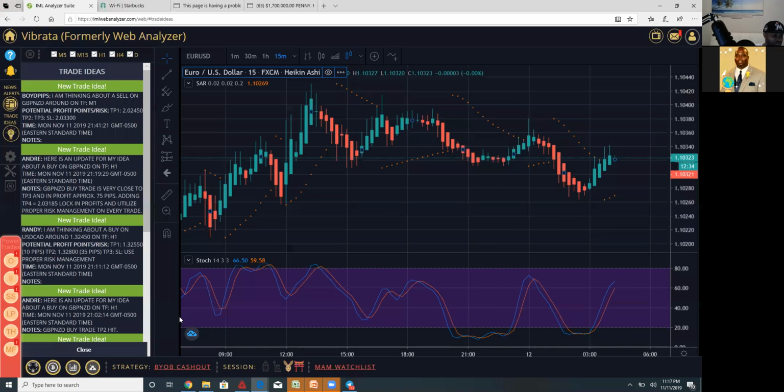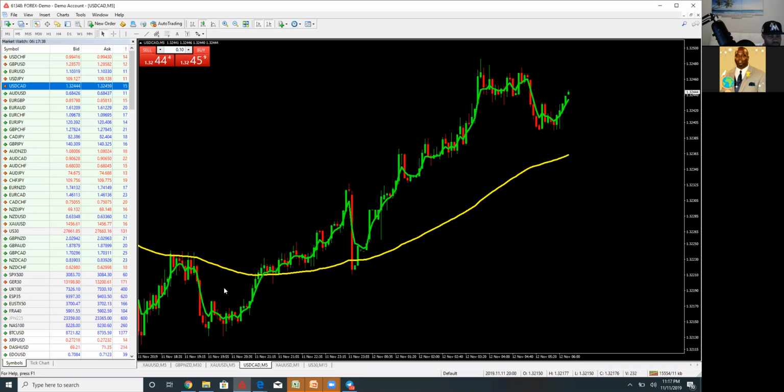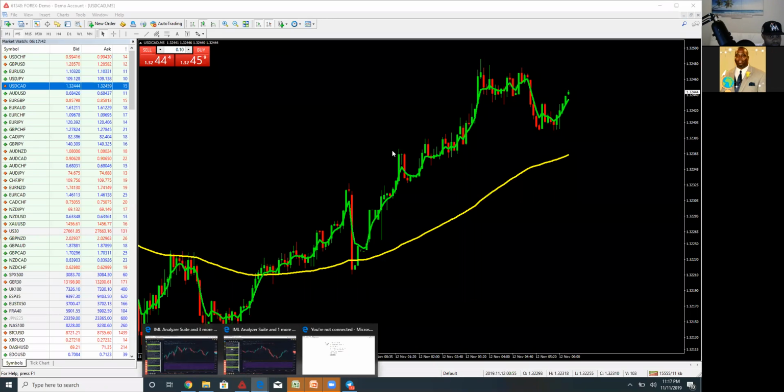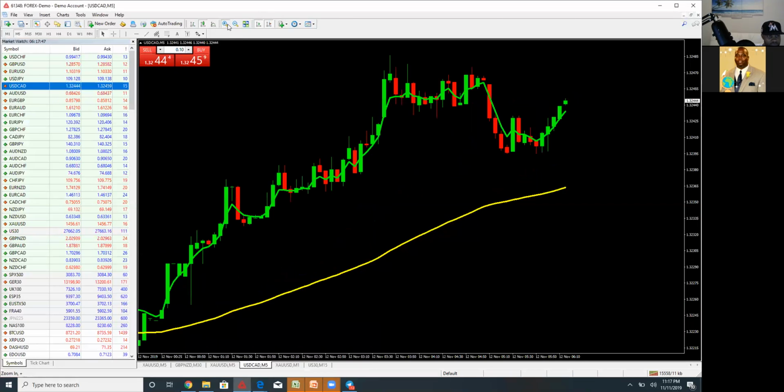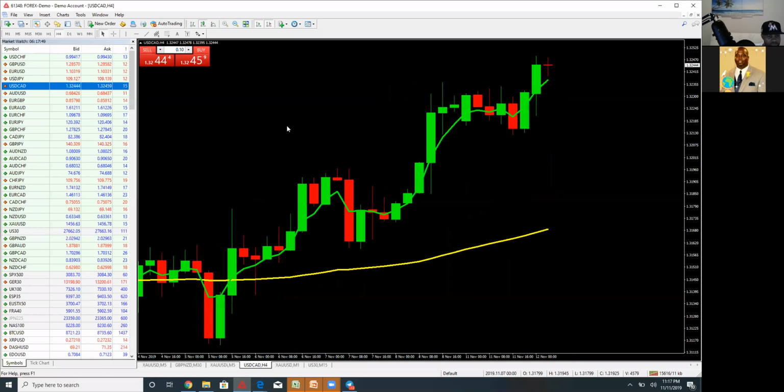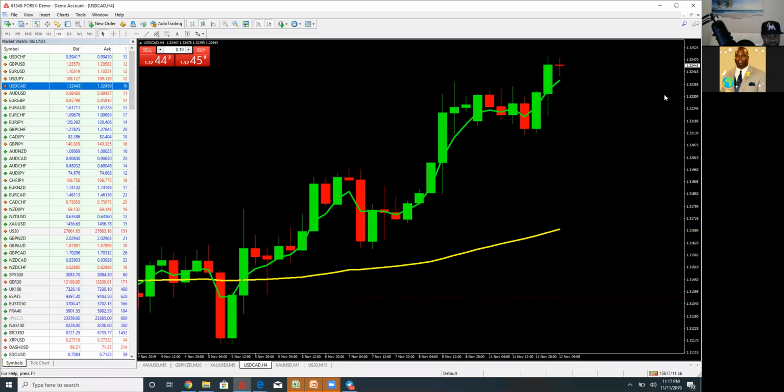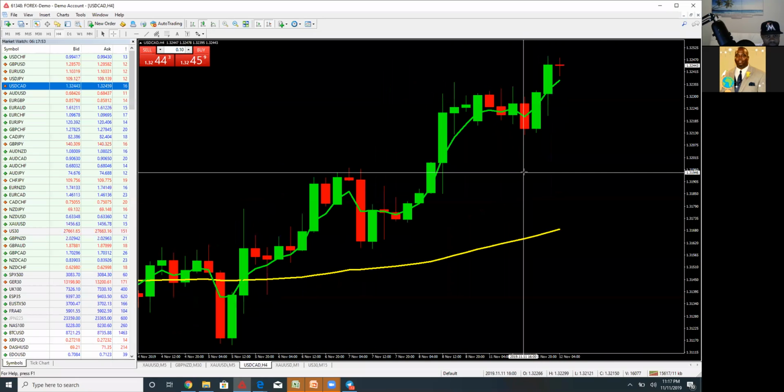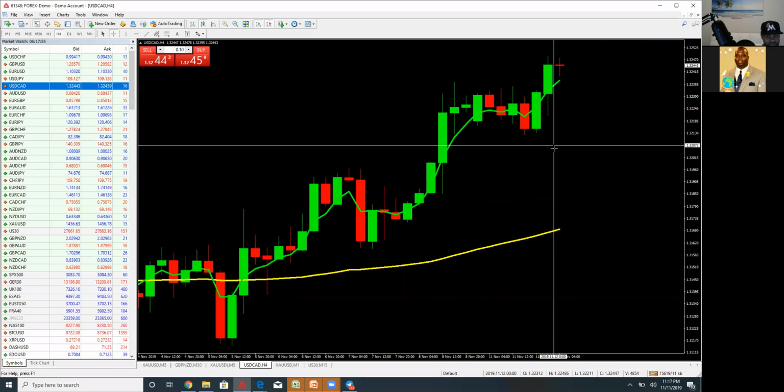So USD CAD was around, I've already copied it, but it would have been around 1.32450. And again, we were looking at a buy, 1.32450. Let's make this a little larger here. So 1.32450, this came over at 11 o'clock.